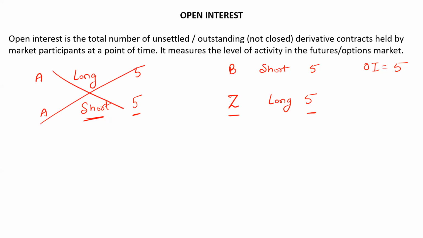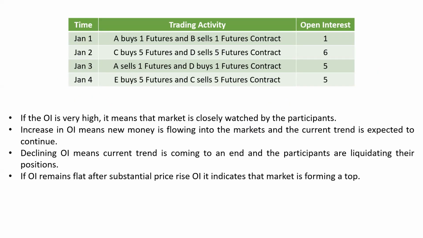Now, how many contracts are remaining and how many long and short are there? So B is short on 5 contracts, Z is long on 5 contracts, open interest is still 5. Even though a new person is coming into the market, one person is leaving, one person is taking his place. So actually the number of contracts is not changing. B is short on 5 contracts, Z is long on 5 contracts, number of contracts open in the market is still 5.